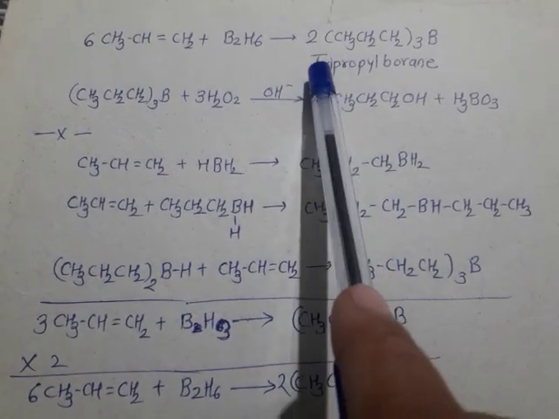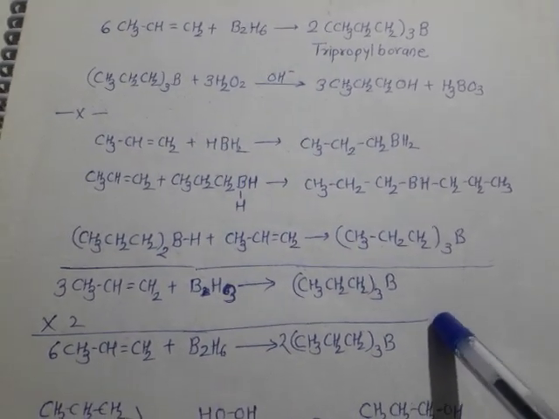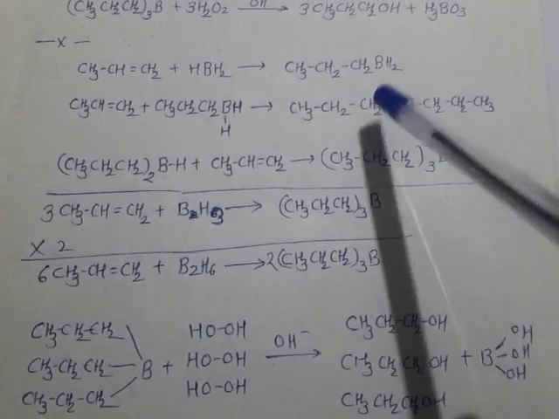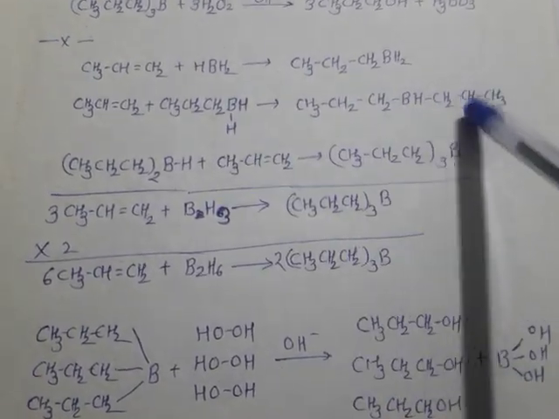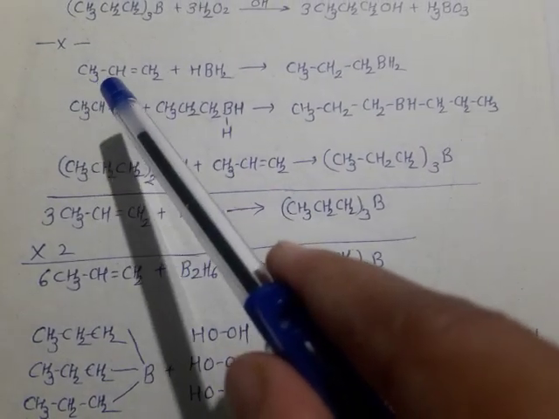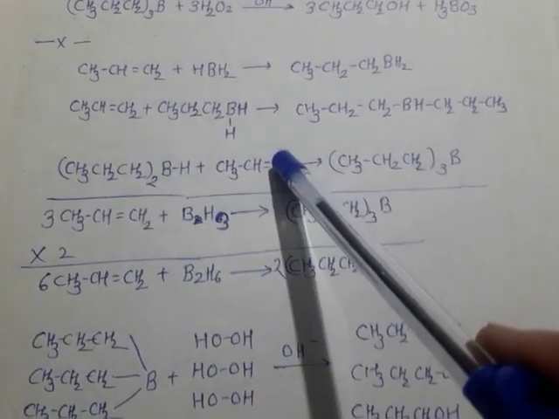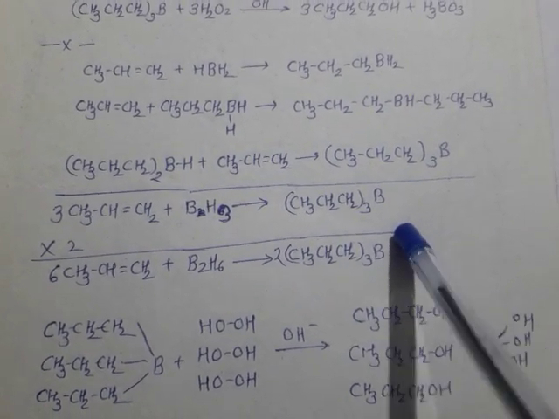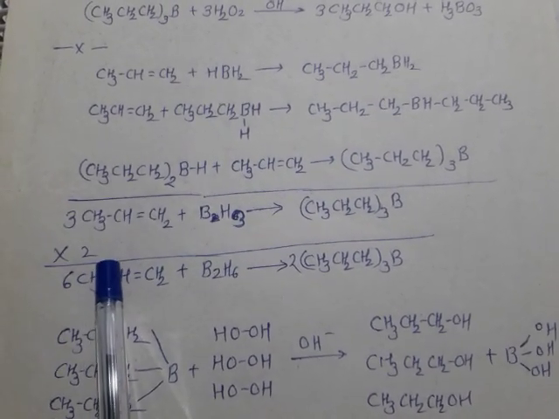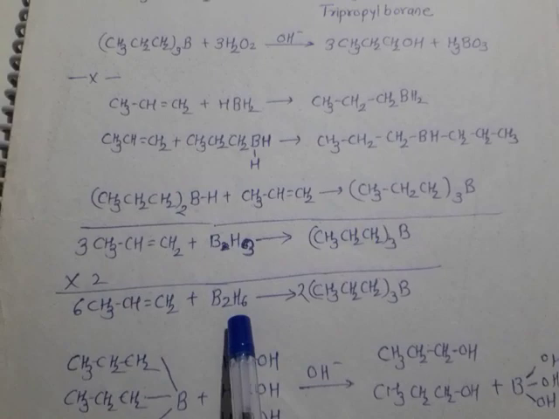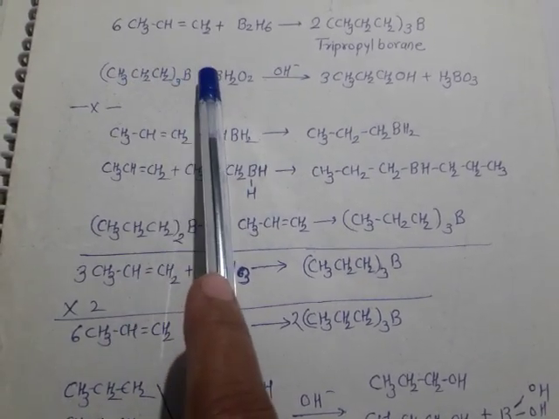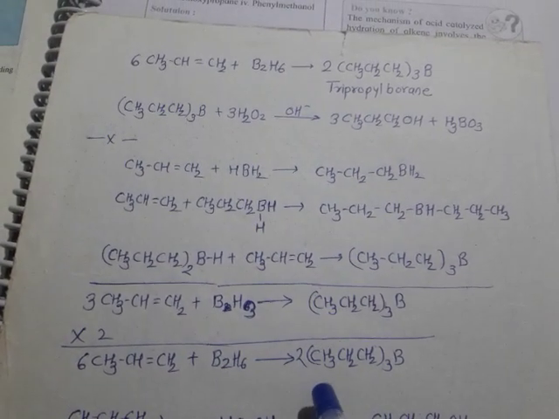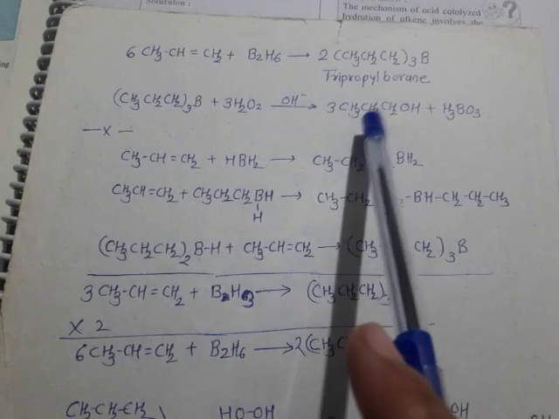But in the balanced reaction they have written a 2 here. So to get that balanced equation, I have added these three equations. After adding them, these two get cancelled, reactant and product. So what is remaining? 3 propene plus BH3 gives tripropyl borane. We want B2H6, so multiply this equation by 2. So we get that first equation given here: 6 CH3CH=CH2 plus B2H6 gives 2 (CH3CH2CH2)3B.